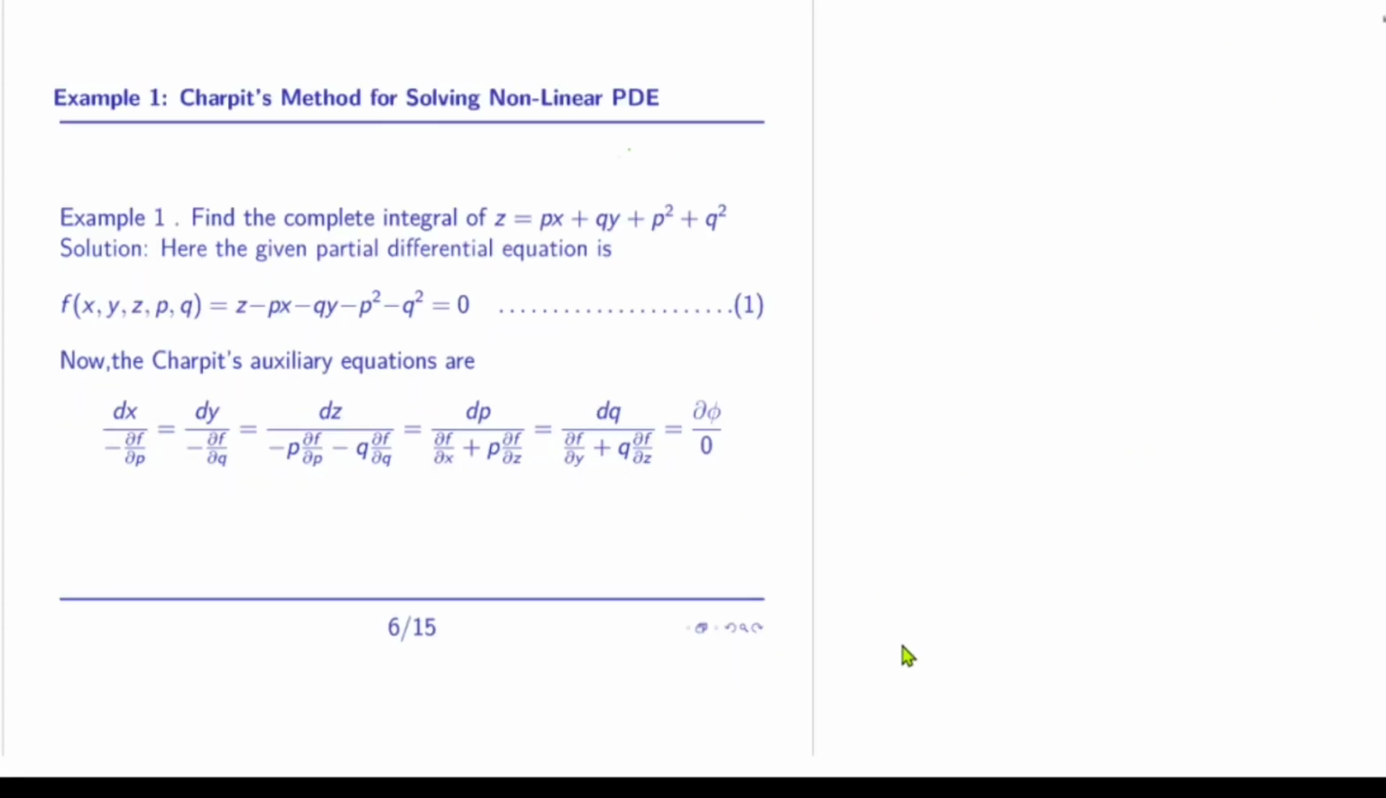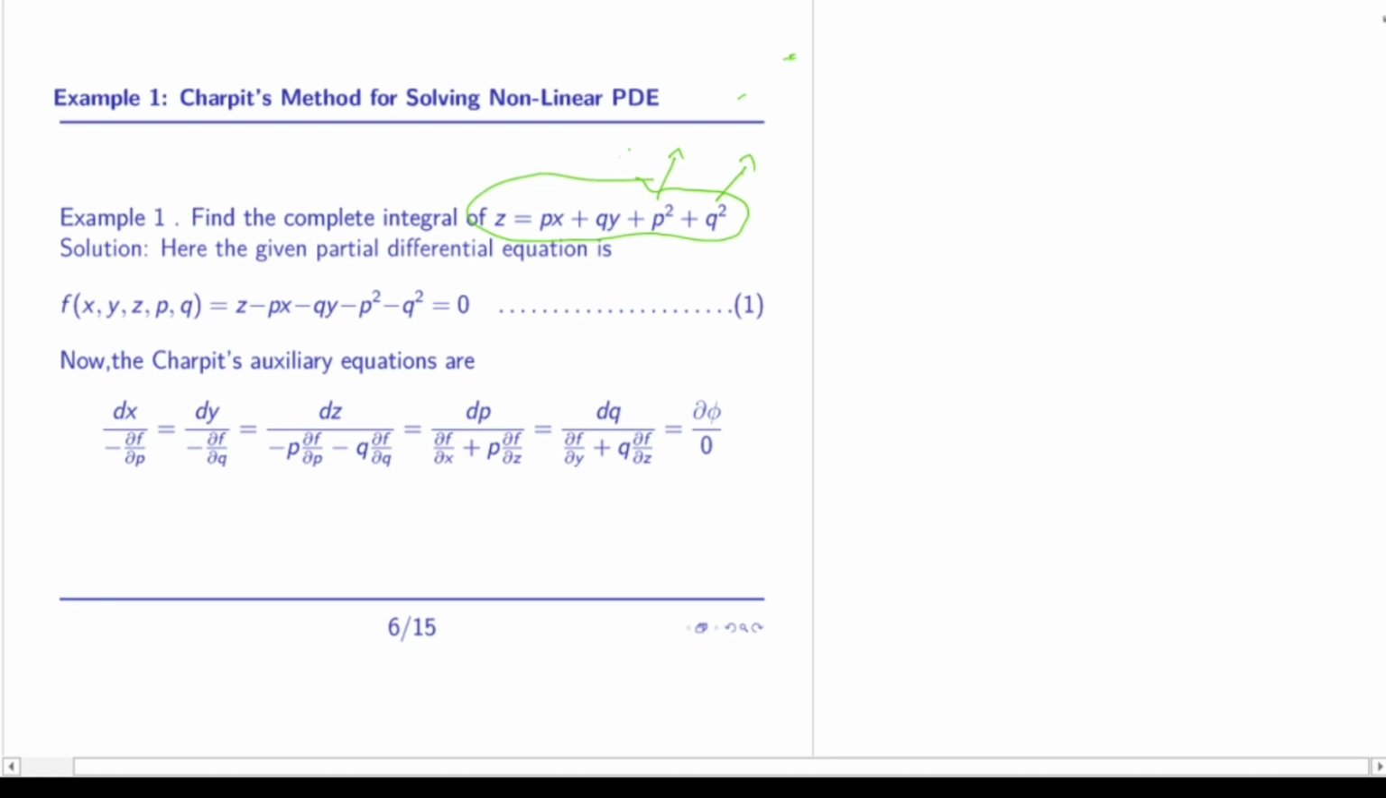Okay, now let us solve one question. In this, we are asked to find the solution of a partial differential equation by using Charpit's method. The question given was z = px + qy + p² + q². First of all, we can say that this is a nonlinear partial differential equation by seeing p and q, which have higher powers.